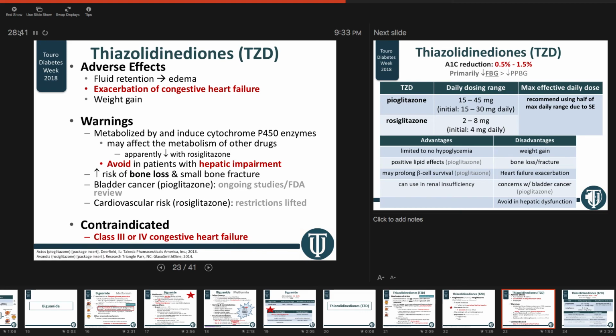And also for rosiglitazone, back in 2008, a study came out saying that there was an association between the use of rosiglitazone and increased cardiovascular risk. There was actually a black box warning placed on rosiglitazone, but the good thing now is the restrictions have been lifted. And as I mentioned earlier, for those who have congestive heart failure, TZDs are not a good option.